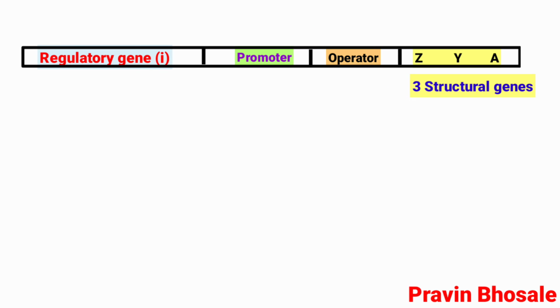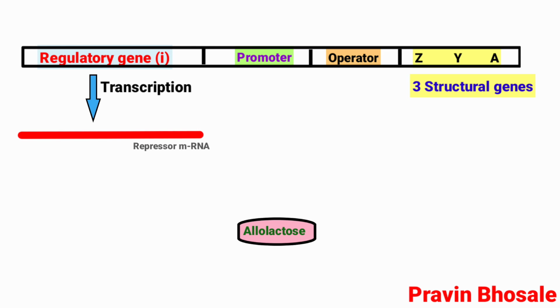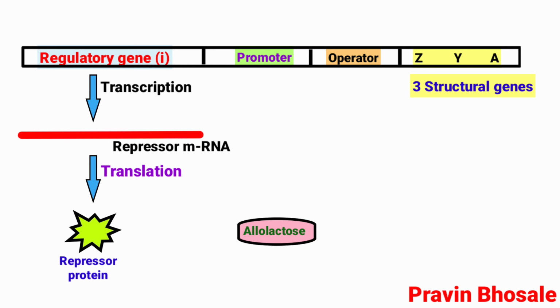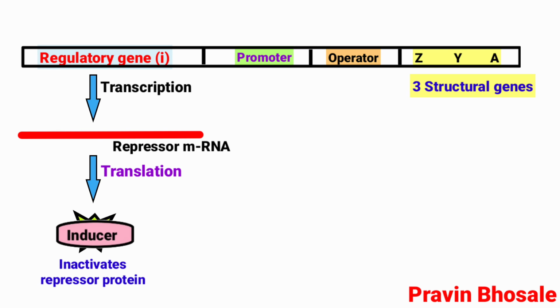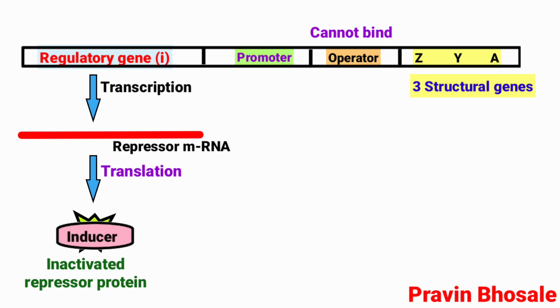So now let's see again. Inducer allolactose is present. The regulatory gene by transcription produces mRNA, which by translation produces repressor protein. Since the inducer is present, it binds to the repressor protein and inactivates it. The inactivated repressor protein cannot bind to the operator region.